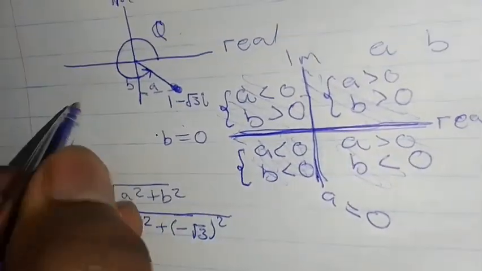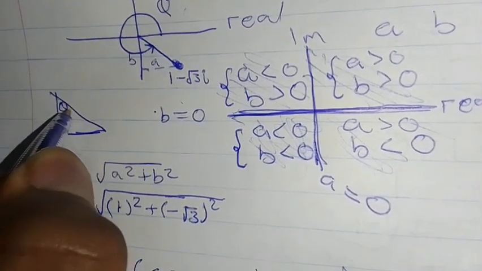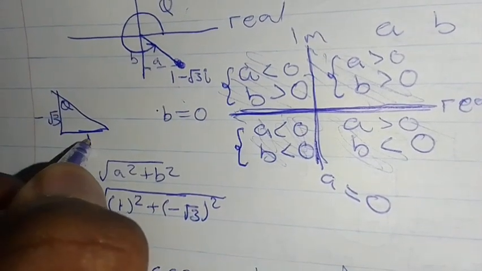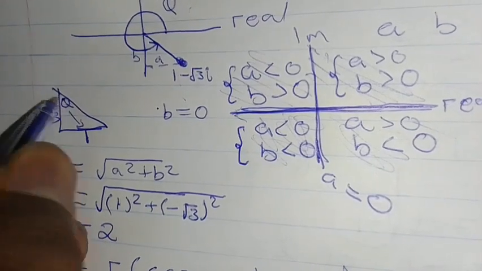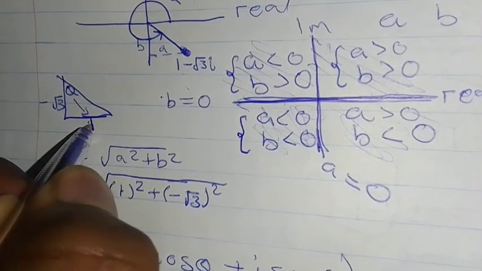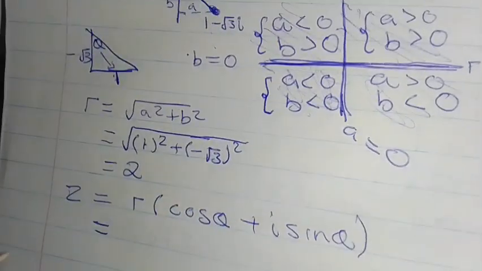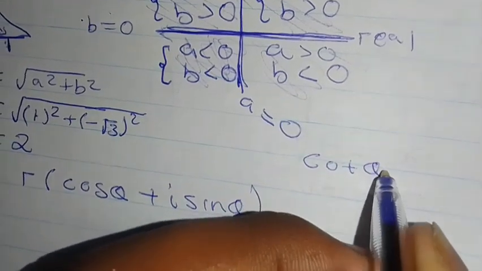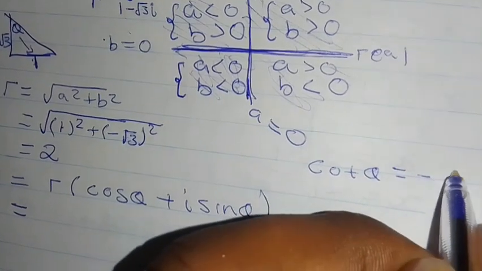We can just draw our triangle like this, and we have our theta there, and here we'll have minus root 3, and here we'll have 1. So notice that this angle is opposite to 1 and adjacent to minus root 3. So adjacent and opposite, what ratio is that? It's cot. So we know that cotangent of theta will be equal to minus root 3.